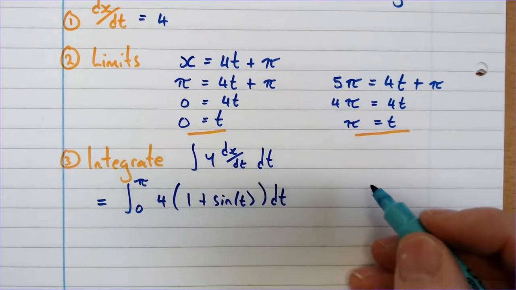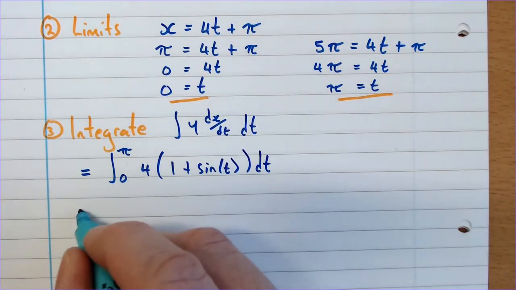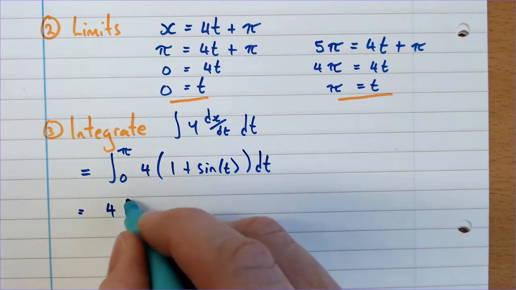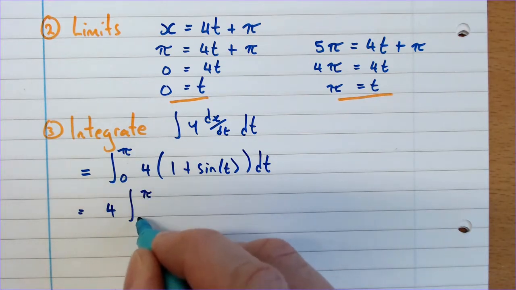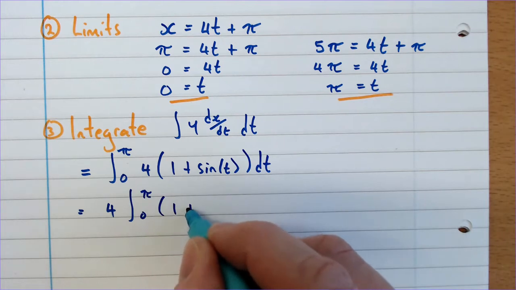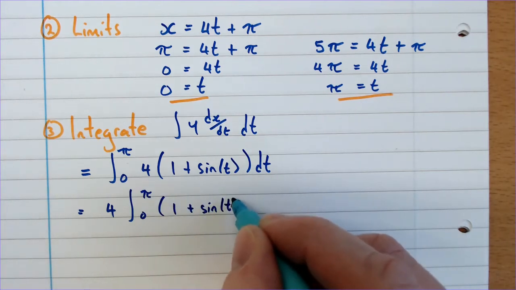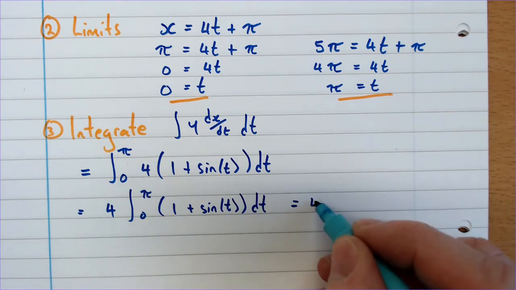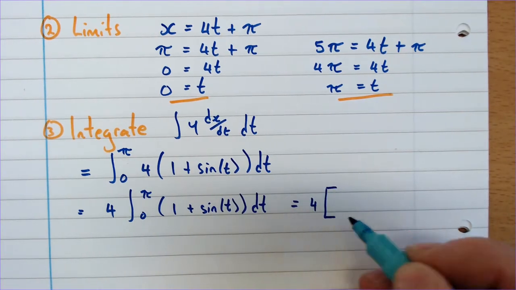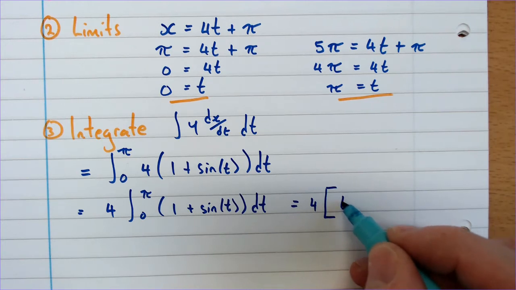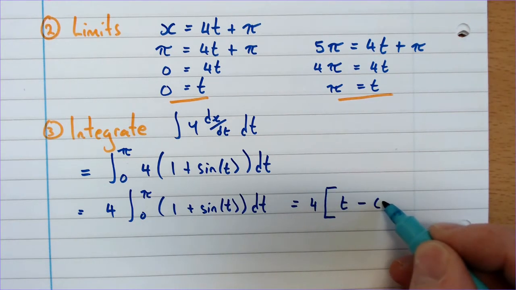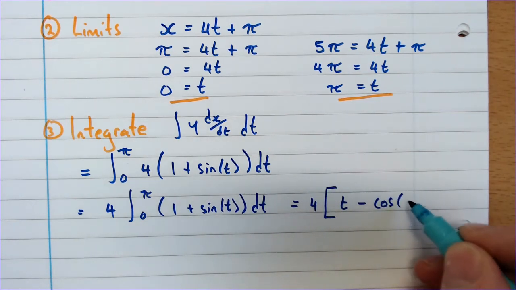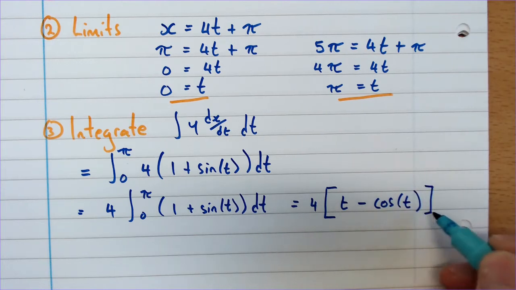From there, I'm just going to integrate it. I'm going to take out a 4 though first, just because I find 1 plus sine easier to integrate without the 4 involved. You do not have to do this step. You can just multiply by 4 first if you like. It doesn't make a shred of difference to your answer. I just try to make it simple before I integrate. So if I integrate 1 plus sine of t, I get t minus cos of t. If you integrate plus sine, you get minus cos.